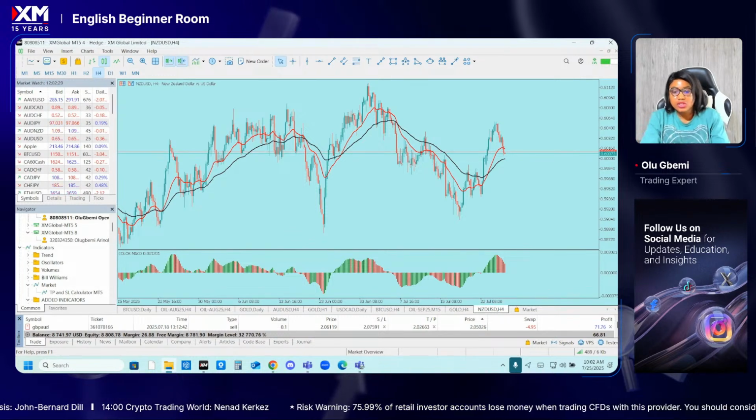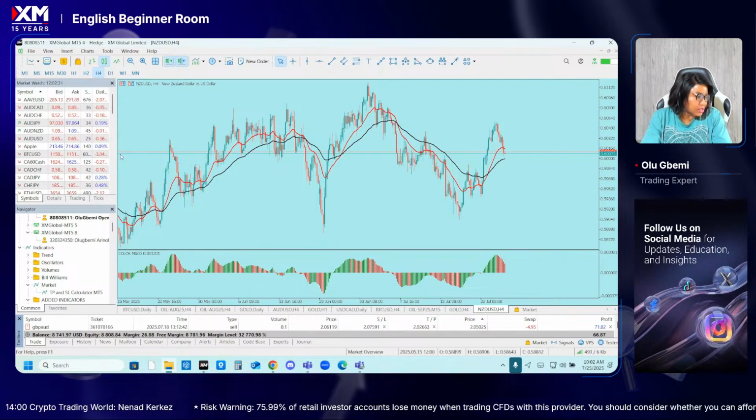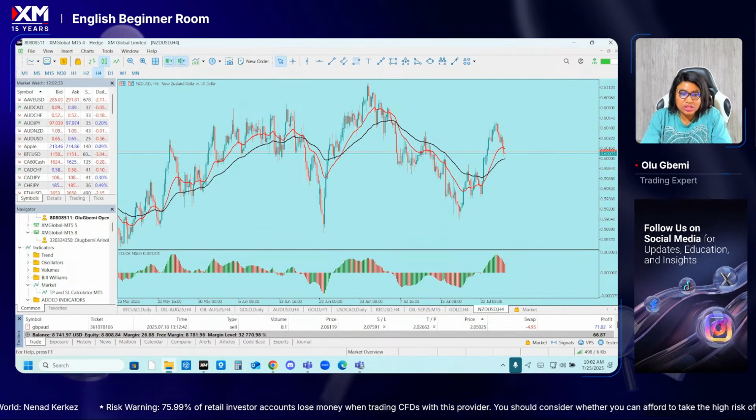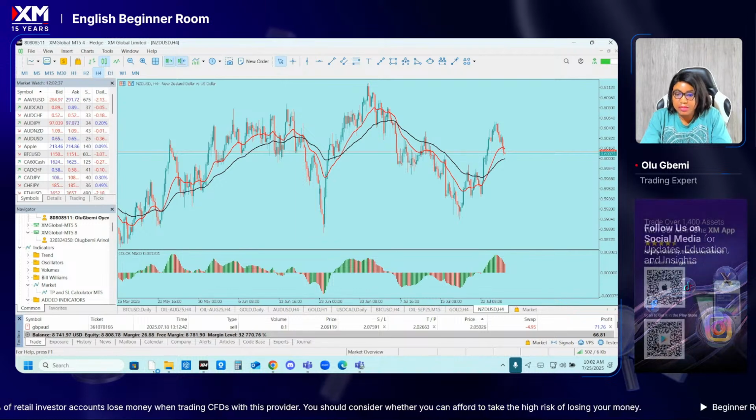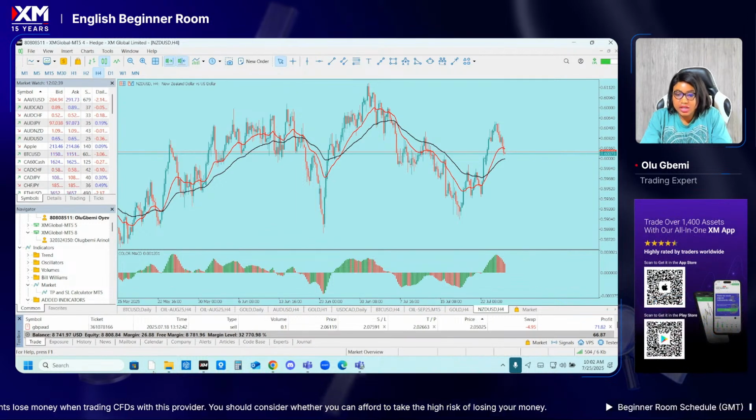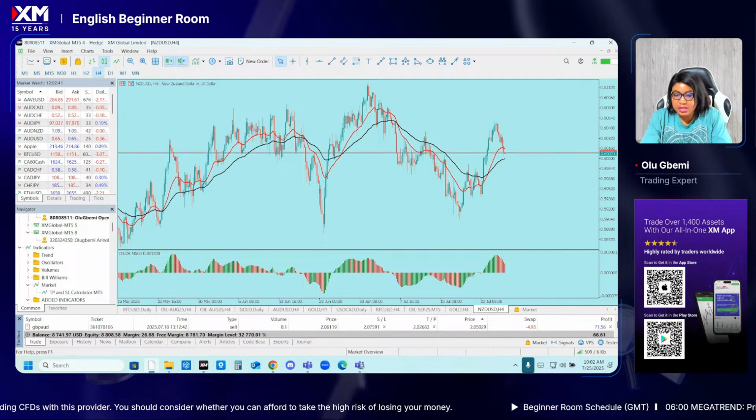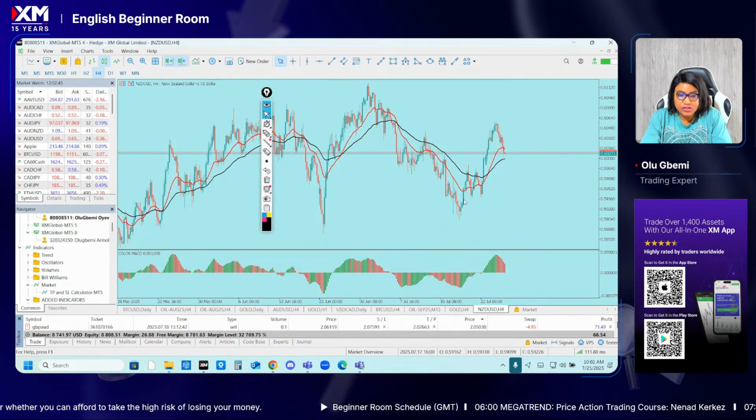All right. So I have opened right now the chart of NZD/USD, and just as I opened the chart, I already can see some patterns there that can give an idea of what the price is doing or where the price is likely headed next. Okay.